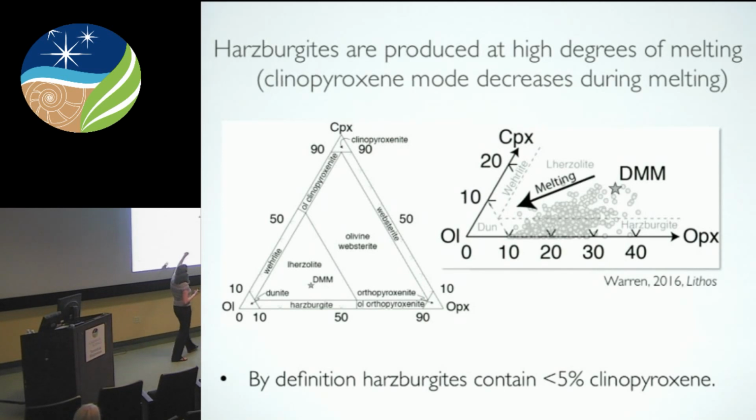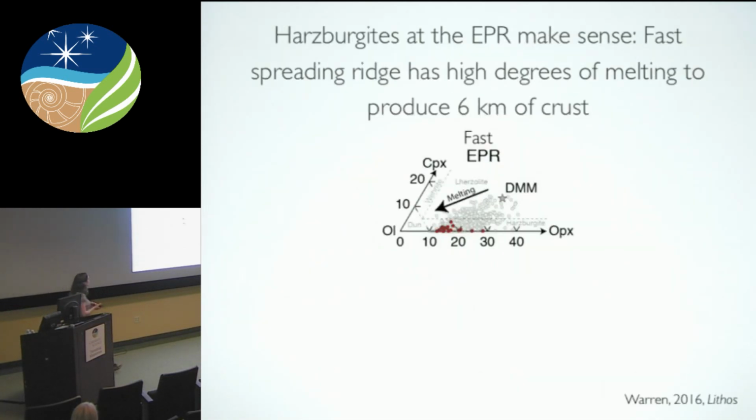And our estimate is that the upper mantle is a lherzolite, represented by that star. With increasing degree of melting, you lose clinopyroxene and you head towards the dunite corner of this tetrahedron. What we see in the mid-ocean ridge data set is this mixture of lherzolites and harzburgites. Places where we have really high degrees of melting, not surprisingly, like the East Pacific Rise, the fast-spreading ridge, we pretty much only see harzburgites there. And that just fits with what we expect out of a mid-ocean ridge.